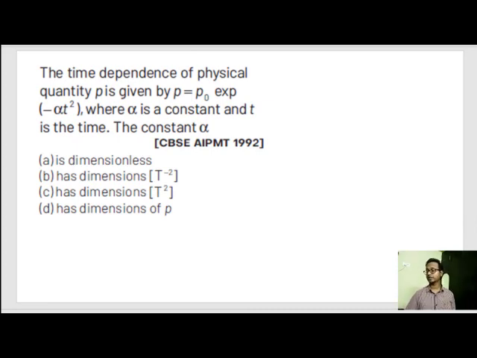Now, next question. A time dependence of physical quantity P is given by P naught e raised to the power minus alpha t square. So whenever exp is given, this is an exponential function. That means our formula is given as P is equals to P naught e to the power minus alpha t square. Okay. Now write down a trick.